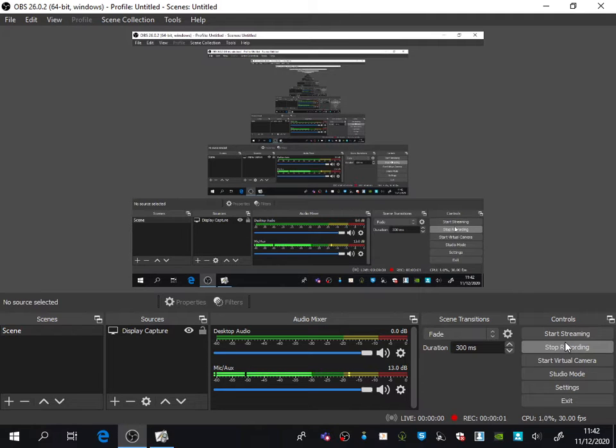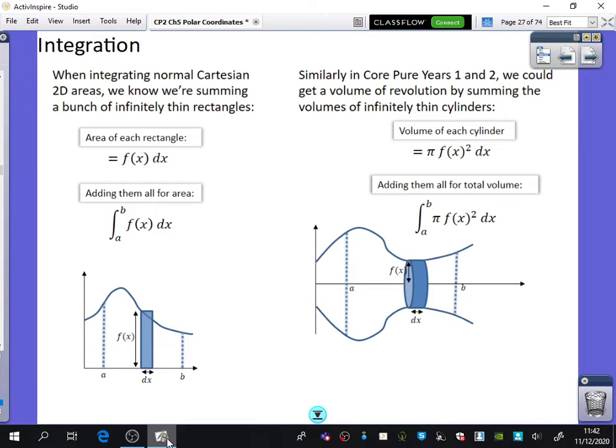So we're now at the point with polar coordinates where we're going to be starting to do some calculus, and this is where things get really interesting. So we're going to be thinking about integration of polar coordinates. When you're integrating normal Cartesian 2D areas, we know that we're summing a bunch of infinitely thin rectangles. We're pretending that underneath the curve is a rectangle, which would have an area of f of x dx, f of x being the height and dx being the width. And then we add them all together to find the area.